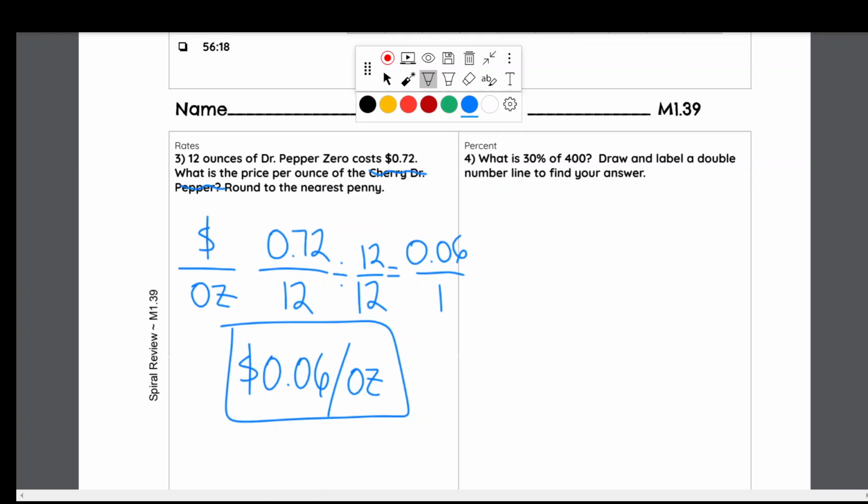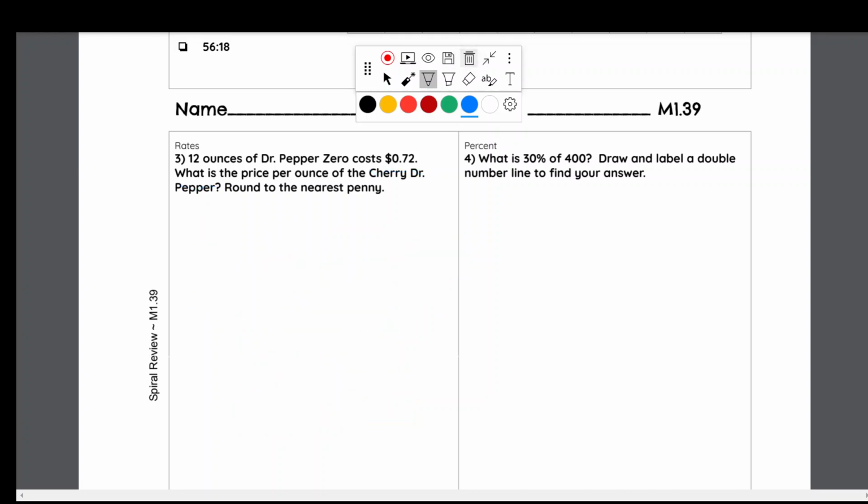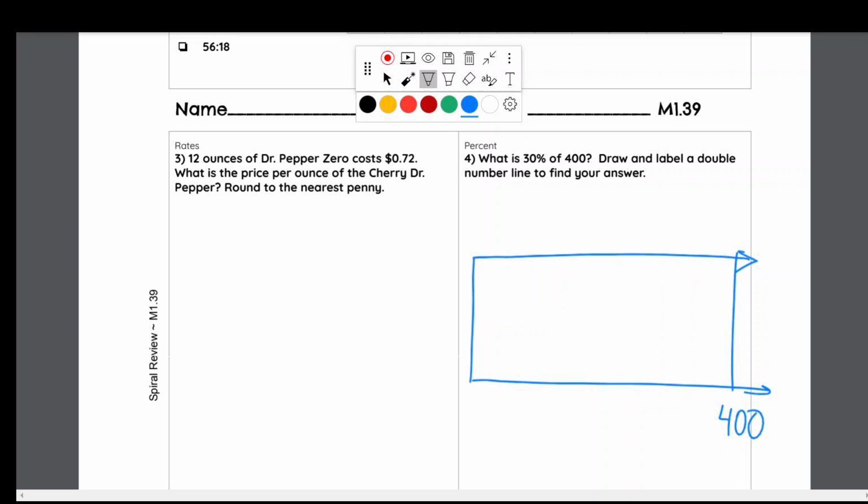All right, one last question here. Number 4, what is 30% of 400? And I need to use a double number line. Here's 400. Oh, except I like to keep my percents on the bottom line. It's just one of my little things. So here's 100. Here is 400. And I'm looking for 30%. I'm going to have to count by tens.